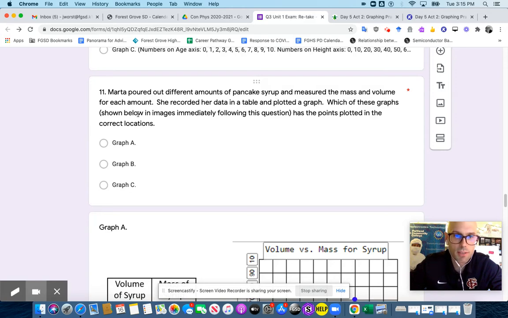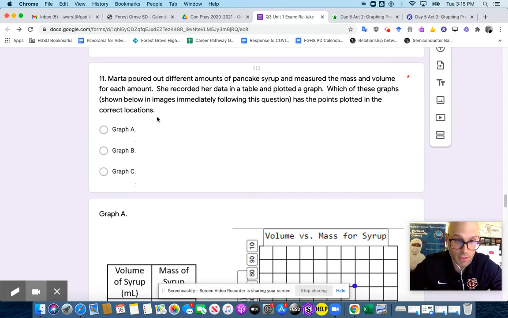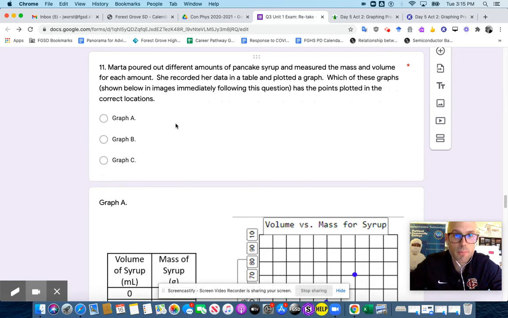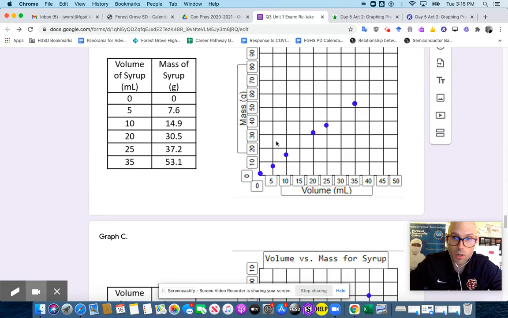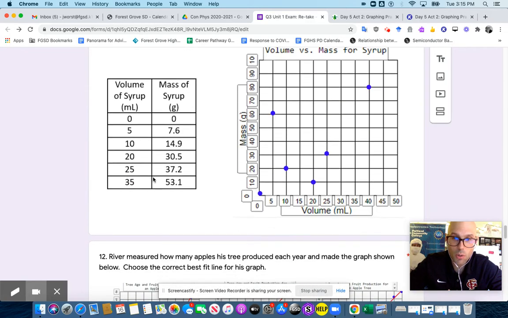Which one of these graphs shown below has the points plotted in the correct locations? So this is a question about points plotted. Are these points the correct ones for this data? Or are these points the correct ones for these data points? Or are these ones the correct ones for these data points?